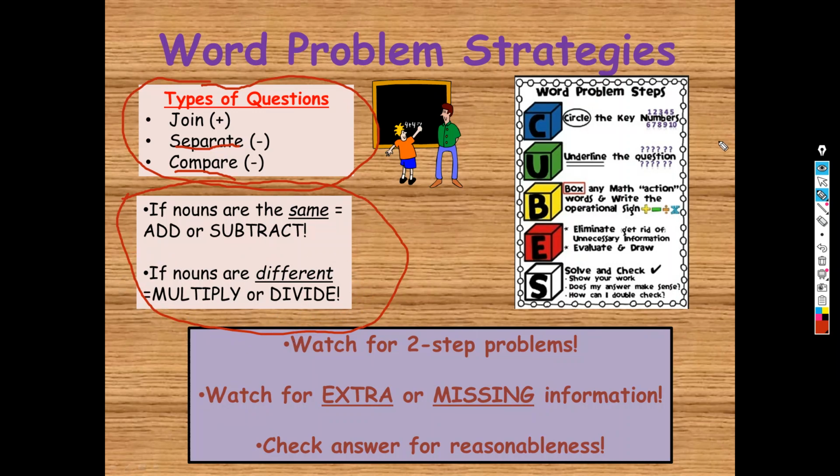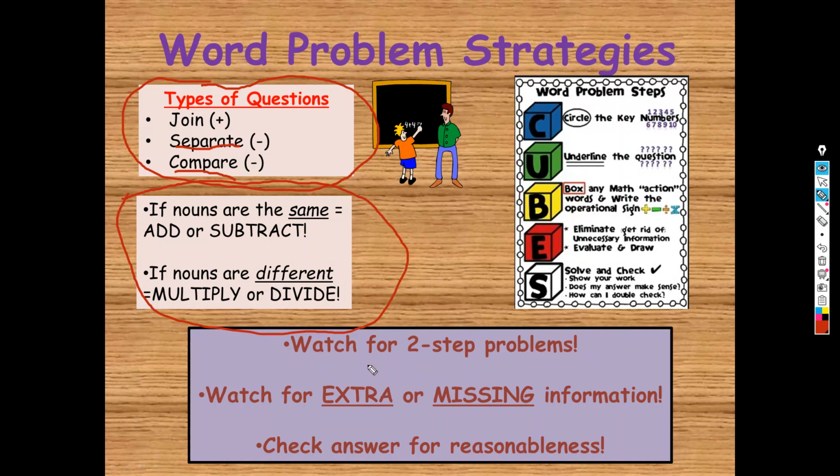The strategy to help us solve our word problems is CUBES. C stands for circle the numbers. U is underline the question. B is box any action words or write the operation sign such as plus, subtract, divide, or multiply. E is eliminate, get rid of any information that is not related to the answer, and evaluate: work out the problem or draw a picture to help you solve it. And lastly, S is solve, where you solve and check if your answer is correct.